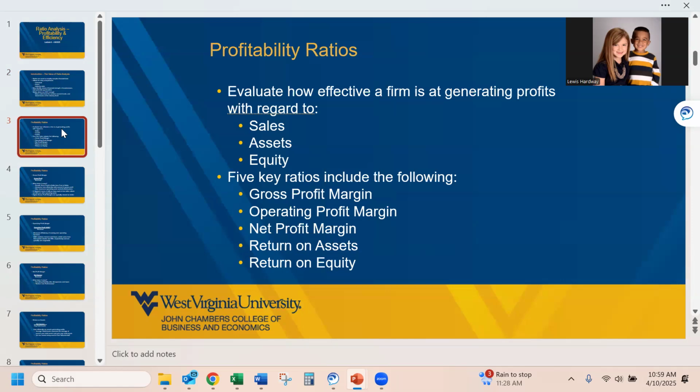We're going to focus on three areas: sales, assets, and equity. All three of those areas have ratios specifically around them that will help us understand how well a firm is generating profits. And it's these five here. We're going to go through each one of them in the next couple slides. So let's look here. Well, one slide each.